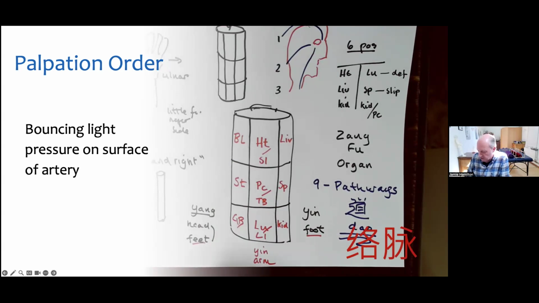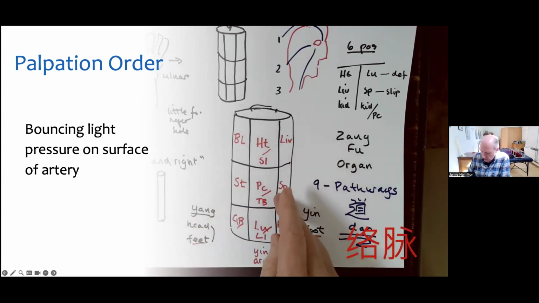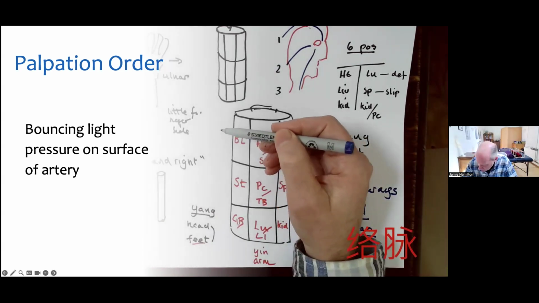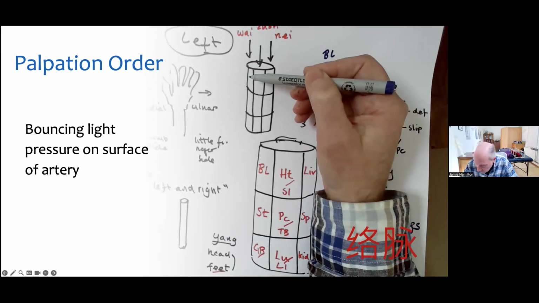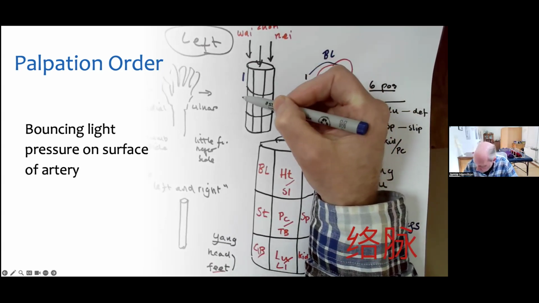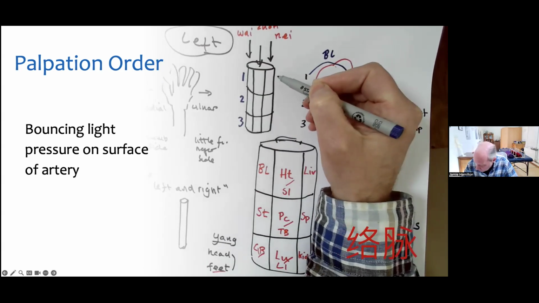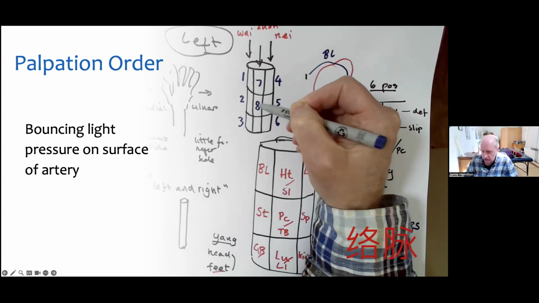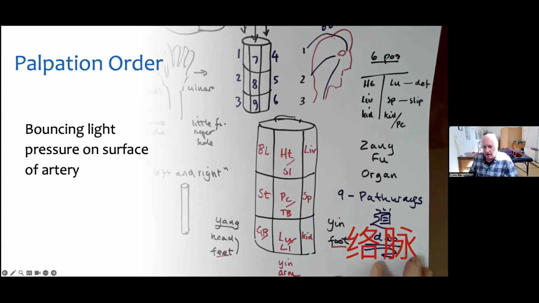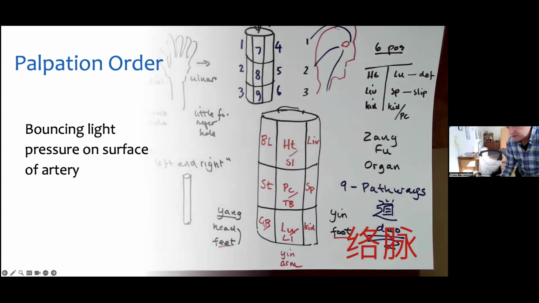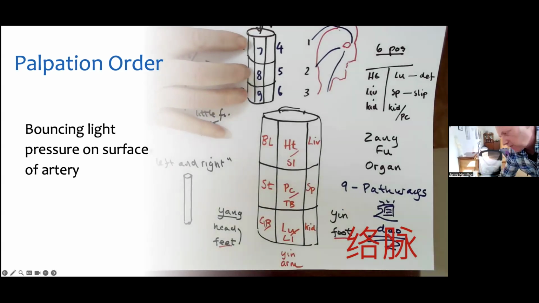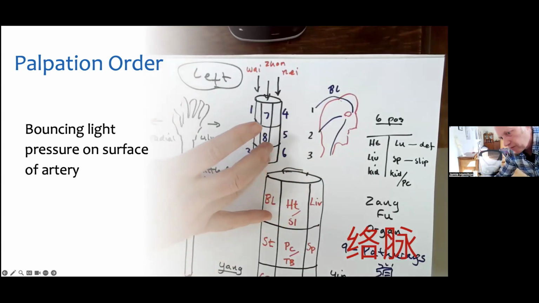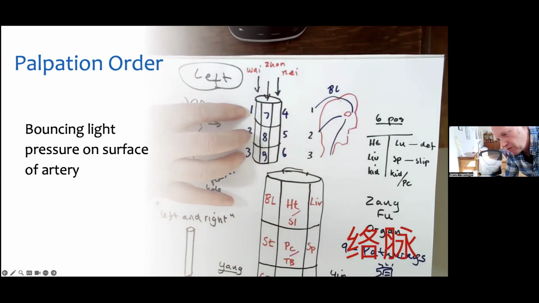Nine pathways are the places that you feel, and I'll just tell you one further thing about this. The order you do it in is important. I'll write it here: 1, 2, 3, 4, 5, 6, 7, 8, 9. This is the order of palpation. When you get used to doing this, your fingers will start to do it really quickly, like this: 1, 2, 3, 4, 5, 6, 7, 8, 9. You can just practice this.